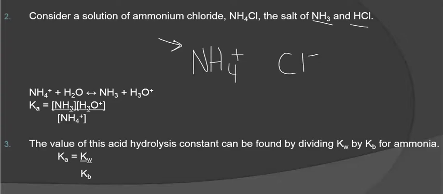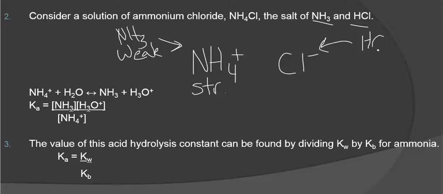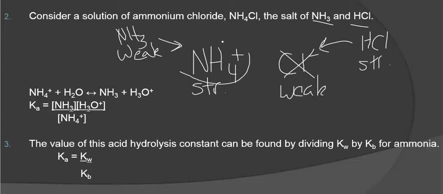NH4 plus comes from NH3. NH3 is a weak base, which means NH4 plus is a strong acid. Cl minus comes from HCl. HCl is a strong acid. So that means Cl minus is a weak base and will not react with water. So only the NH4 plus reacts with water.